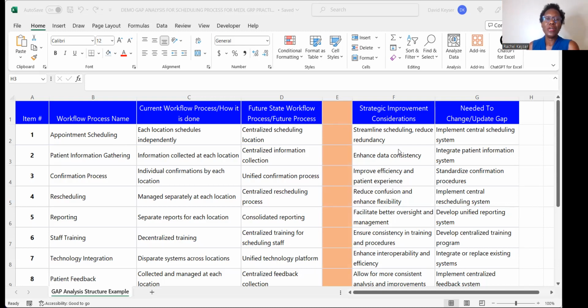We're trying to move the medical group from what they call decentralized scheduling, whereby each location schedules their appointments, to one centralized scheduling type of business model, business structure. Okay.